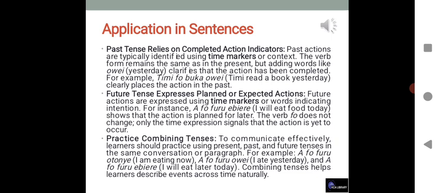Practice combining tenses. For effective communication, learners should practice using present, past, and future tenses together within the same conversation or paragraph. For example, efo furo otini, I am eating now, efo furo owe, I ate yesterday, and efo furo ebia, I will eat later today. This type of practice helps learners develop the ability to describe events across different time frames naturally and accurately in Ijaw.